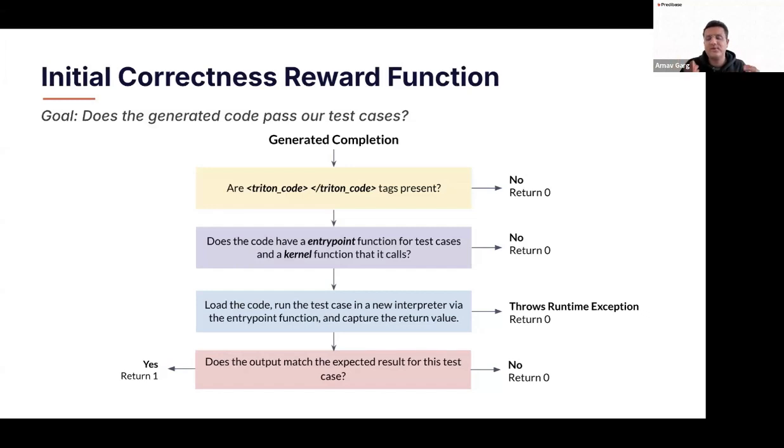So if it gets it correct, it will return a reward of 1. Otherwise, it will return a reward of 0, right? So it's a very simple way of verifying that it's learning something and that it's doing the right thing. And this is an example of a correctness reward function. So this is what we took a stab with and kicked off training.